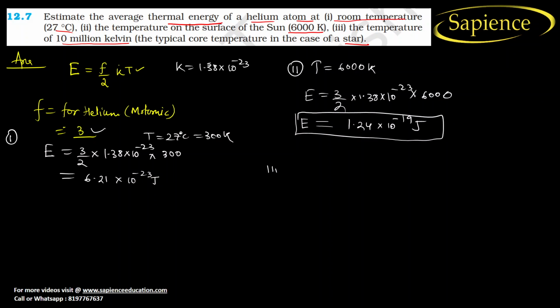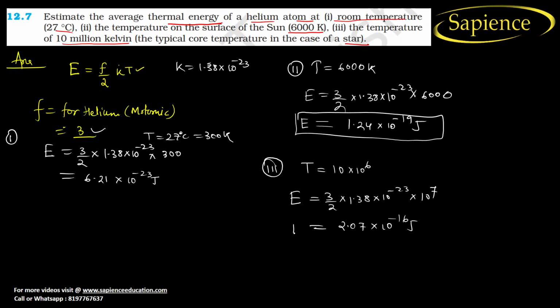Now we will go for the third one, the temperature of 10 million Kelvin. 10 million means 10 into 10 to the power 6. So the energy is equal to 3 by 2 into 1.38 into 10 to the power minus 23 into 10 to the power 7. If we do this, our answer will be approximately 2.07 into 10 to the power minus 16 joule. So this amount of energy we'll have. I hope you have understood this. It is very simple to understand this question.